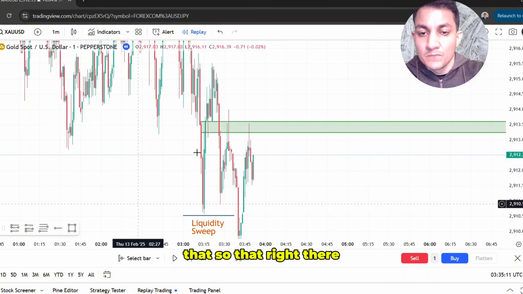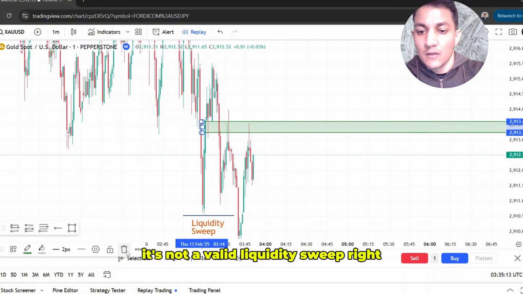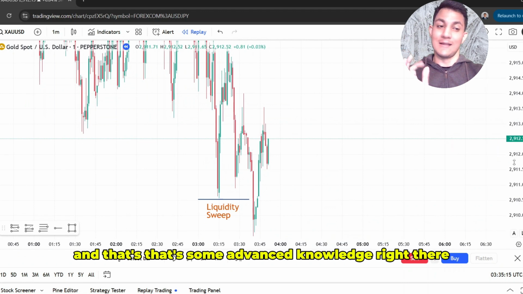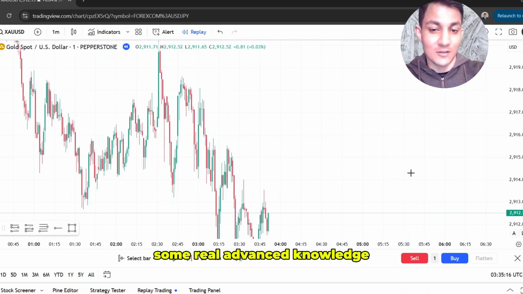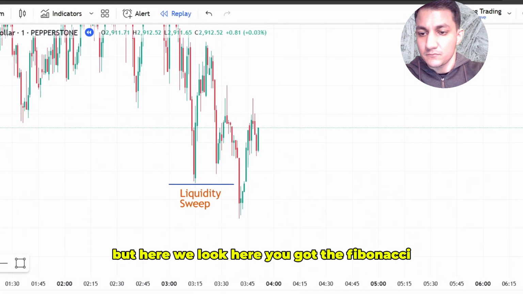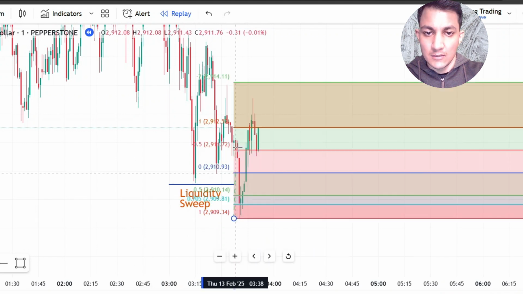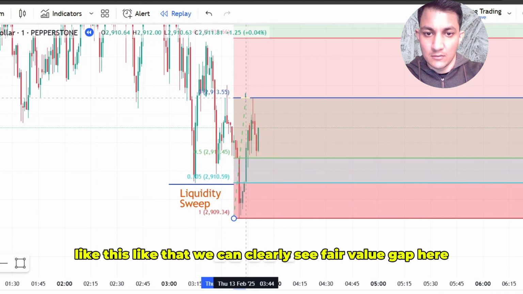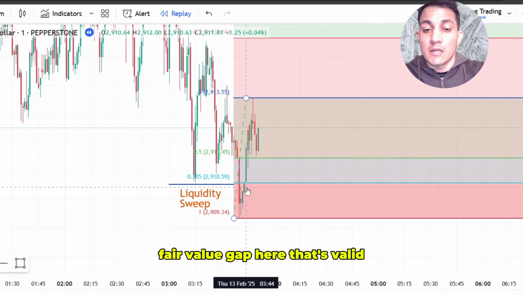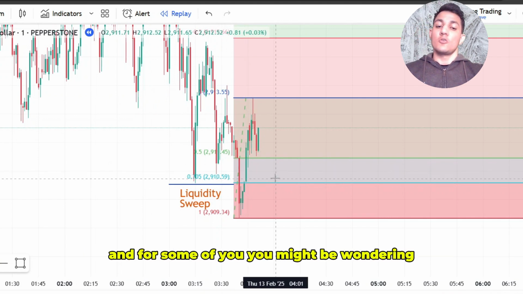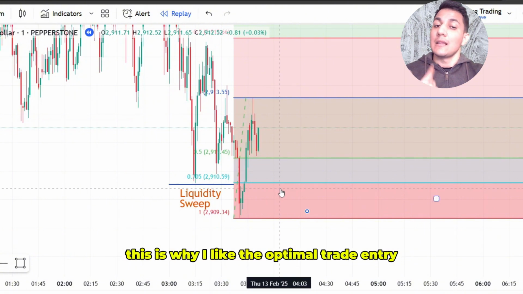So that right there, it's not a valid liquidity sweep. Very important that you understand that. And that's some advanced knowledge right there. That's some real advanced knowledge. But here, we look here, you get the Fibonacci, like this, like that. We can clearly see a fair value gap here, a fair value gap here. That's valid.